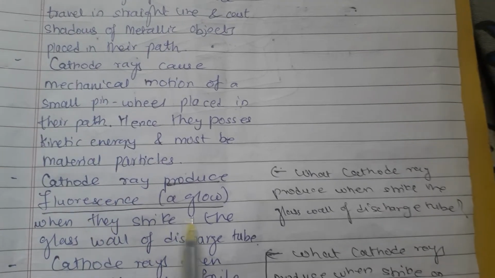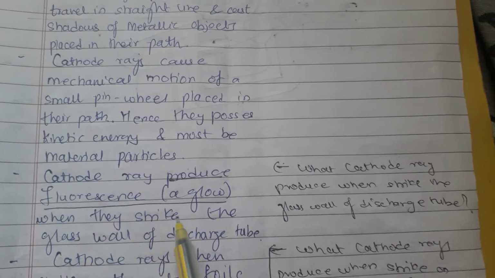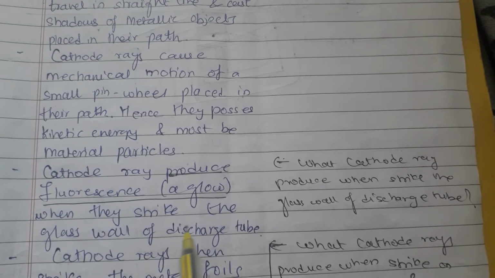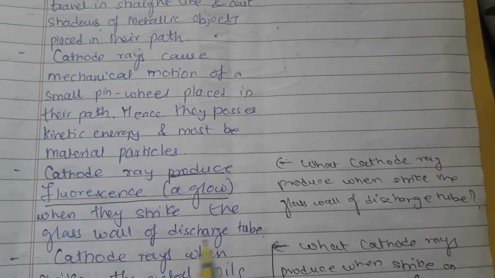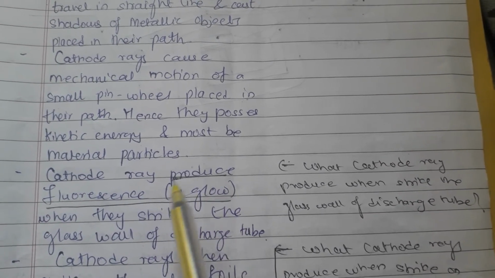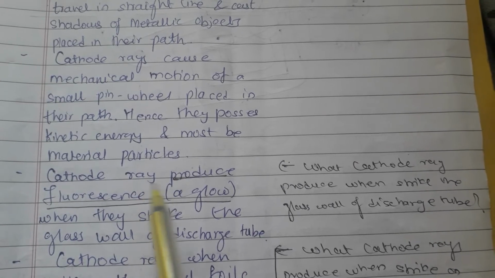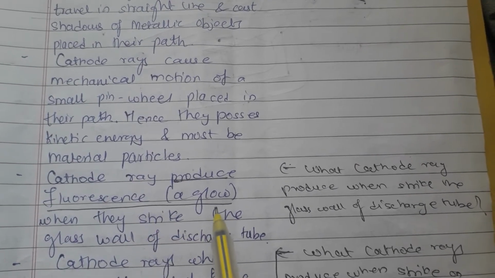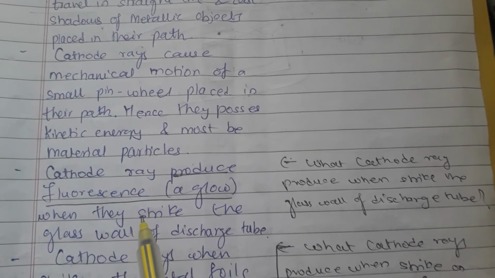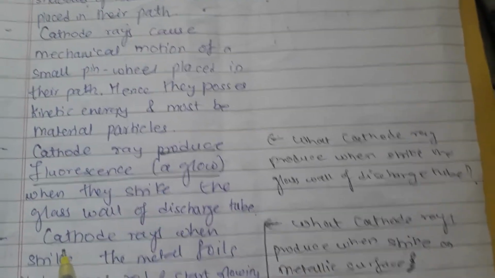Cathode rays produce fluorescence, a glow, when they strike the glass wall of the discharge tube. In the last video I already told you that when cathode rays strike glass, they produce fluorescence.